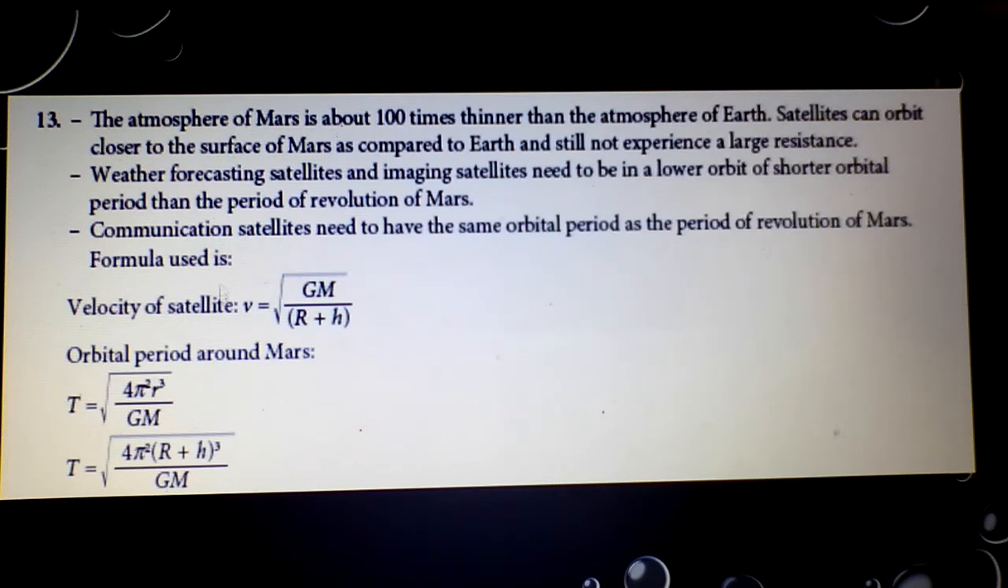So from the formula, velocity of the satellite v is equivalent to the square root of GM divided by (R plus h). For the orbital period around Mars, we can calculate T equivalent to the square root of 4 pi squared times (R plus h) cubed, divided by GM.